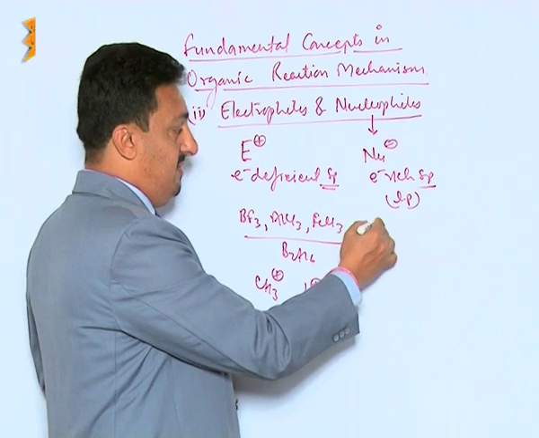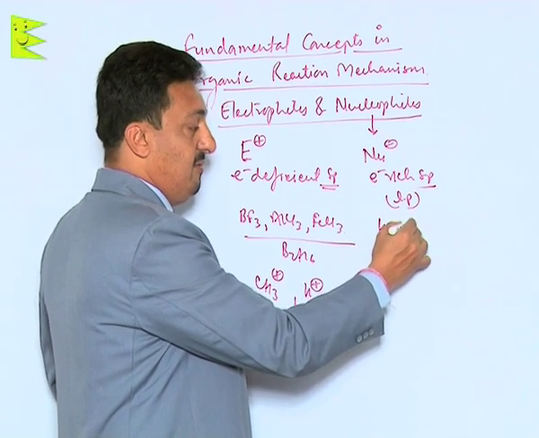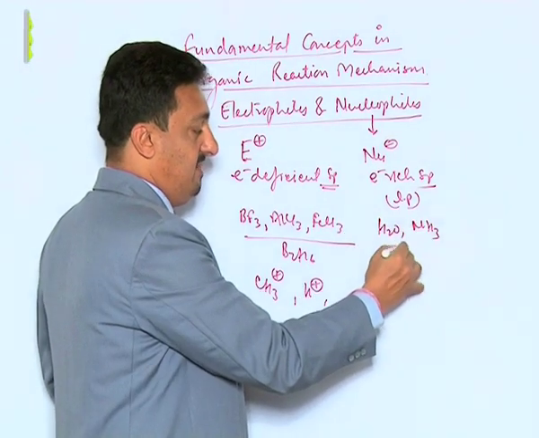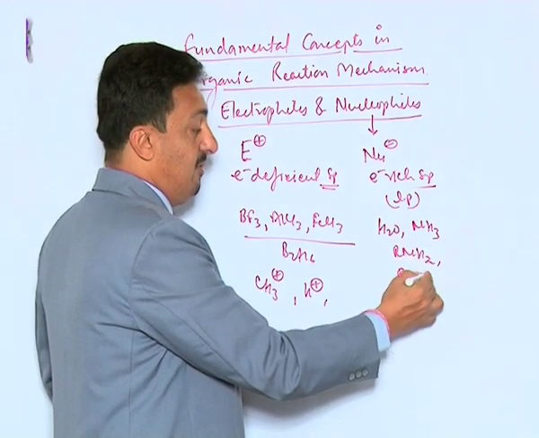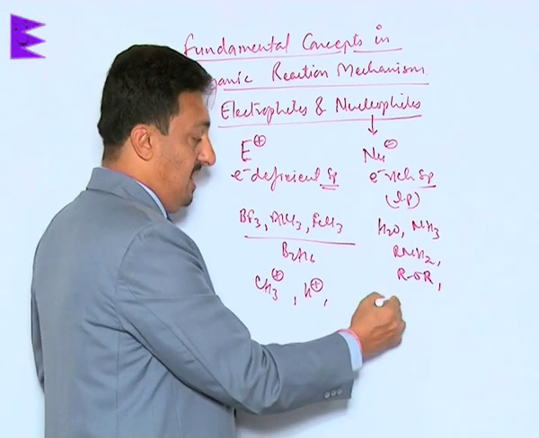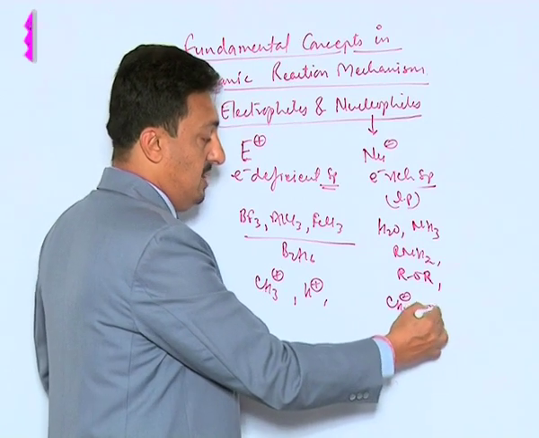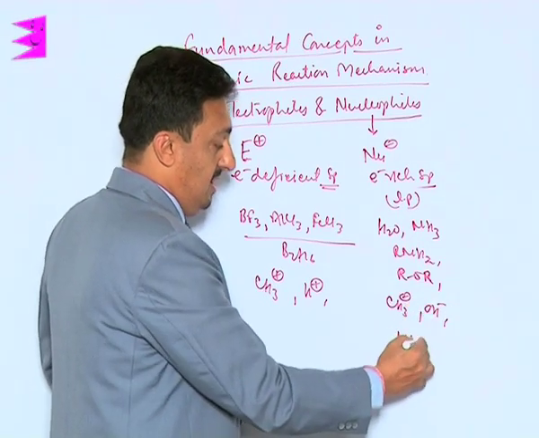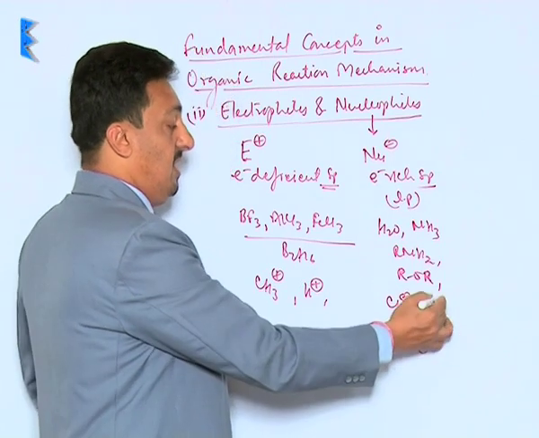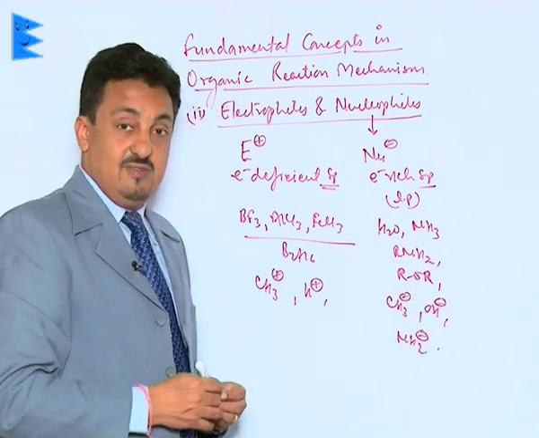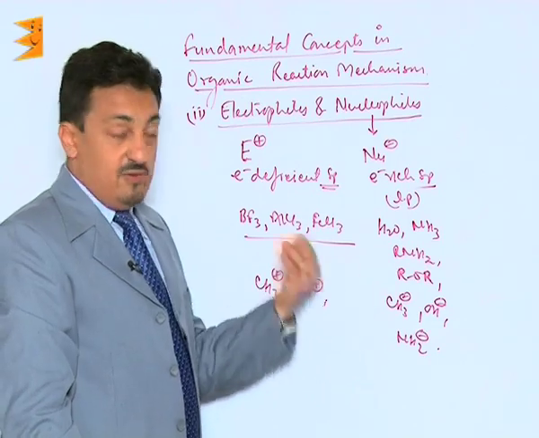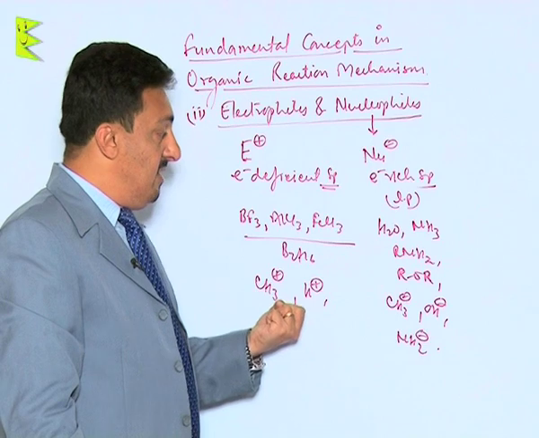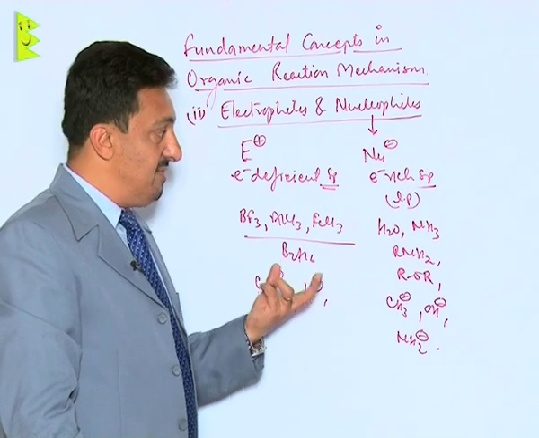Whereas in a very similar way, we can have nucleophiles. Water is a nucleophile, ammonia is a nucleophile, amines are nucleophiles, ethers are nucleophiles, because they have lone pairs. We can also have CH3 minus, OH minus, NH2 minus. All these are anionic species, which are electron rich, so they can act as nucleophiles. So we can have neutral or ionic, both categories of electrophiles and nucleophiles.